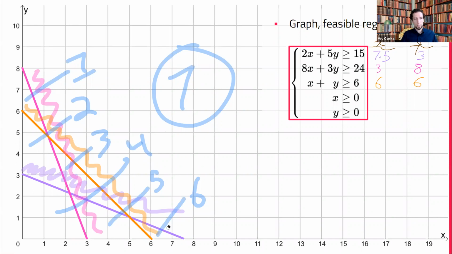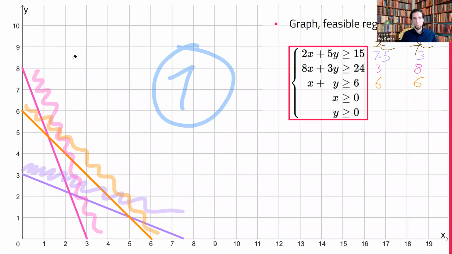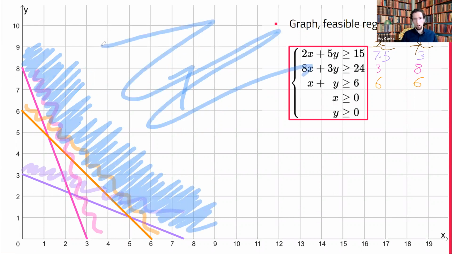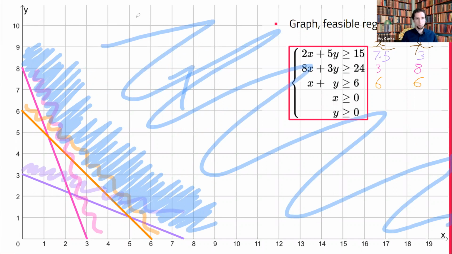We could also think just process of elimination. Region 4 doesn't include any of them, so can't be 4. Region 5 is only the pink one, not purple and orange, so not that one. Region 6 is missing the pink one. 3 is missing the orange one. 2 is missing 2 of them. 1 is missing the pink one, so 7 is what we're left with. So our total solution space for this is just here, and then off to infinity, way over just all of this. All of these are possible solutions.